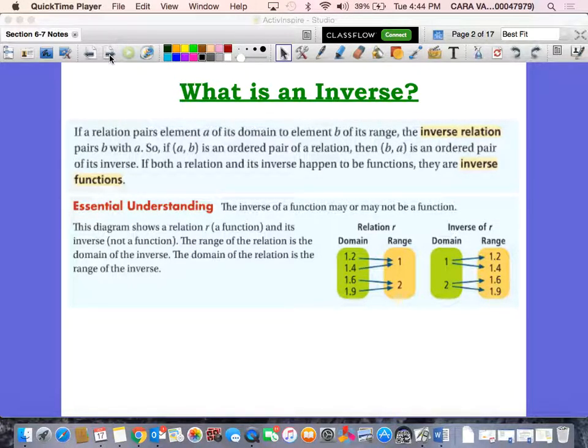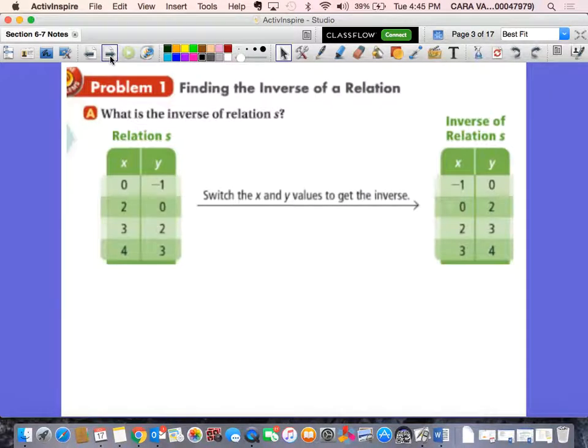So let's see what this looks like in action when we do problem number 1. It asks you to find what is the inverse of relation S. You're given a table of values, so all you have to do is switch the x and the y values in order to get the inverse. So what were the x values now become the y values. What were the y values now become the x values. It's as simple as that.